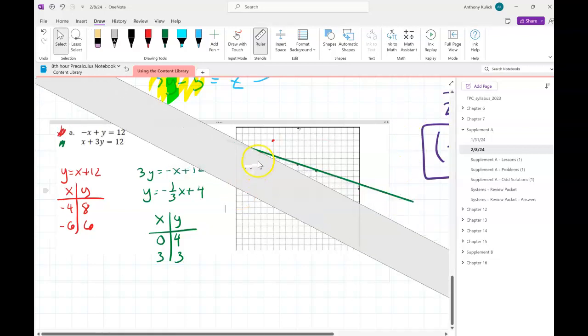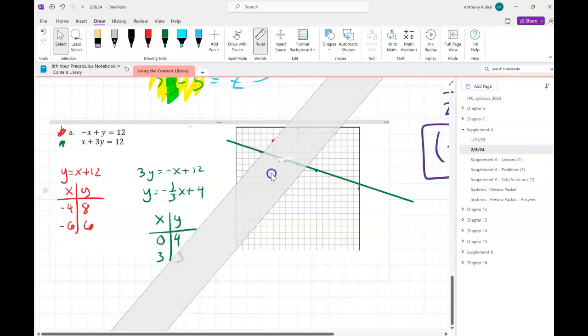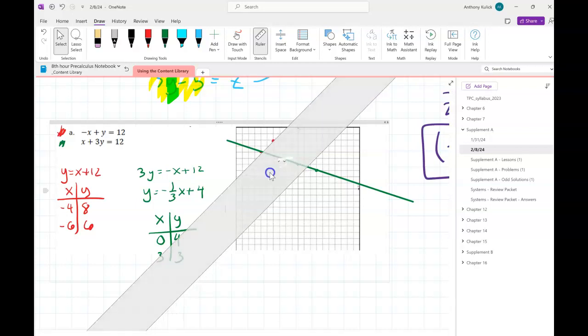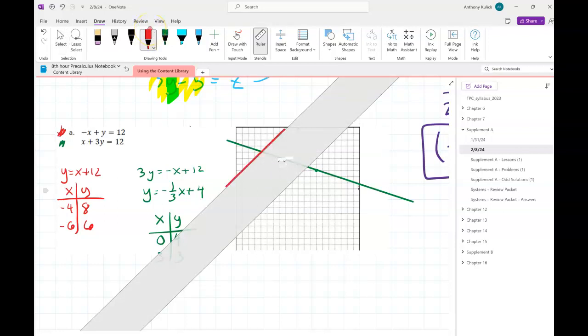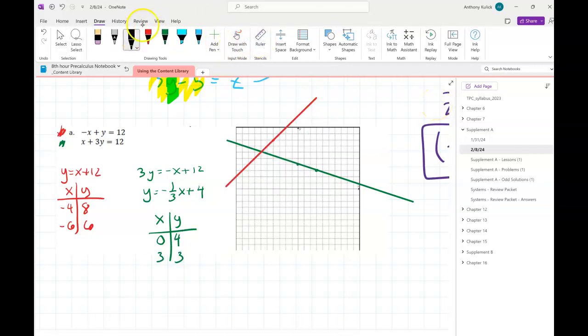Redraw that red line there. Sometimes it'll give me the degrees on the ruler, and I really appreciate when it wants to do that, but OneNote has been such a poopy little guy that hasn't been doing that for me. I don't know why. So it appears the solution is right there. That looks like 1, 2, 3, 4, 5, 6, and 1, 2, 3, 4, 5, 6.